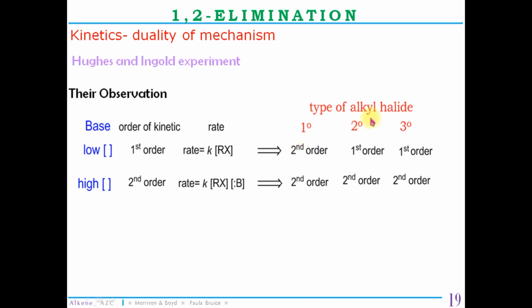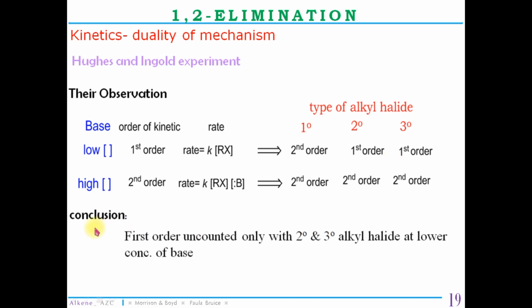For different alkyl halides, primary, secondary and tertiary, at high concentration of base they follow second order kinetics, while secondary and tertiary alkyl halides at low concentration of base follow first order kinetics. From this experiment, the conclusion is that first order is encountered only with secondary and tertiary alkyl halide at low concentration of base. As there is duality in mechanism, that is first order and second order, there are two types of elimination mechanism, named E2 and E1.